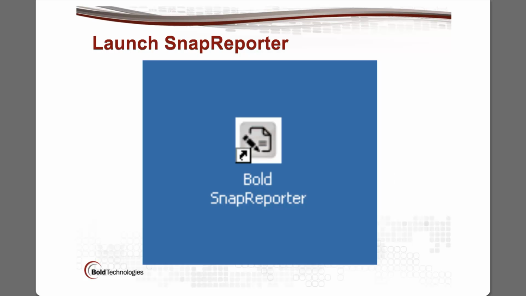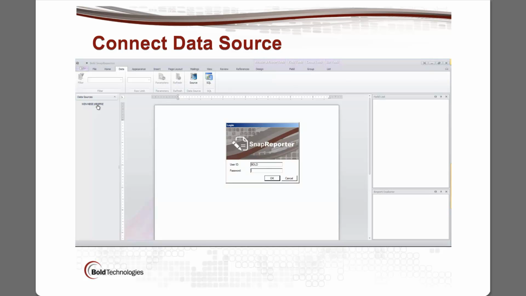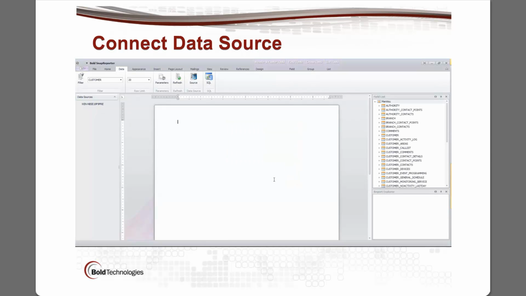Let's get started. First, locate the icon on desktop labeled SnapReporter and double-click. Since we created a data source in part 2, we need to connect to it. If you're not connected to a data source, simply click on the name of the data source on the left and enter your Manitou username and password. As a reminder, you must have permissions to use Supervisor Workstation to be able to log in and begin using the SnapReporter.